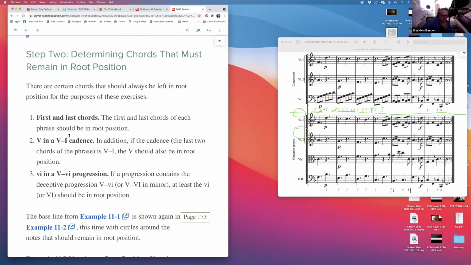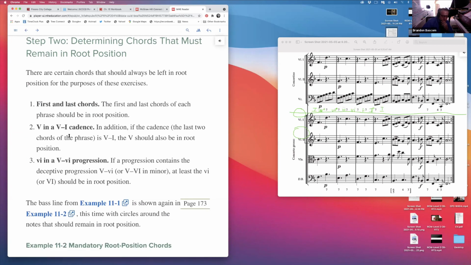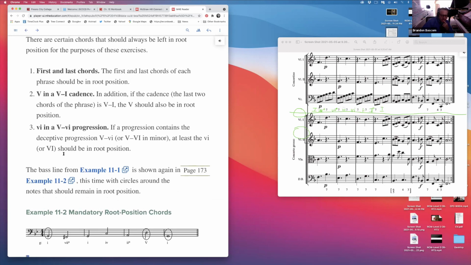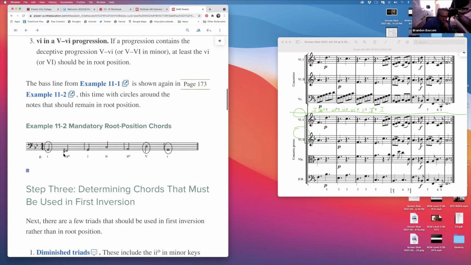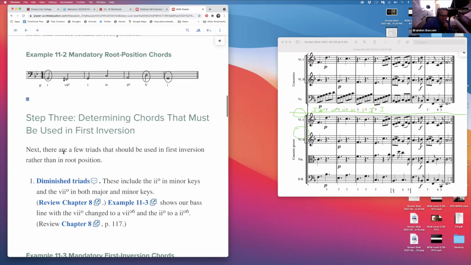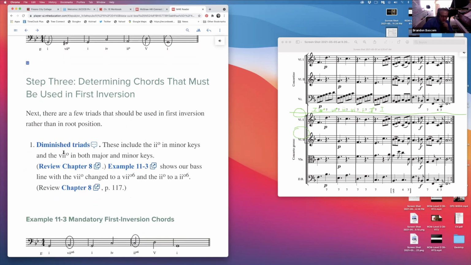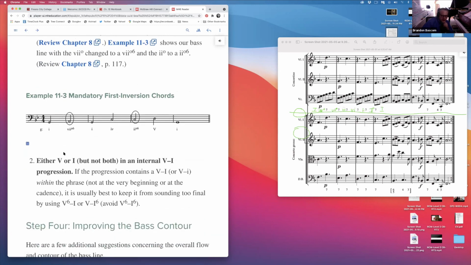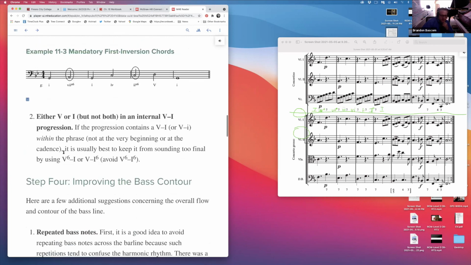Certain chords stayed in root position. The first and last chords. The 5 and a 5-to-1. The 6 and a 5-to-6 had to stay in root position. Then there were certain chords that had to be used in first inversion, the diminished triads. And then either one of the 5 or the 1, but not both, in an internal 5-to-1 progression. Do you remember that?